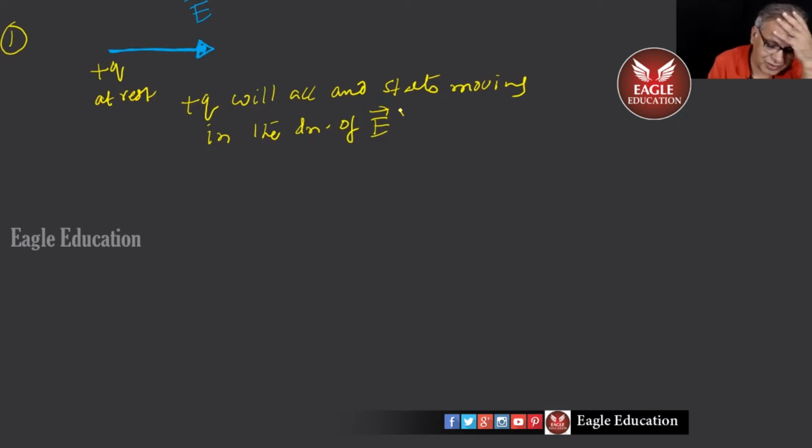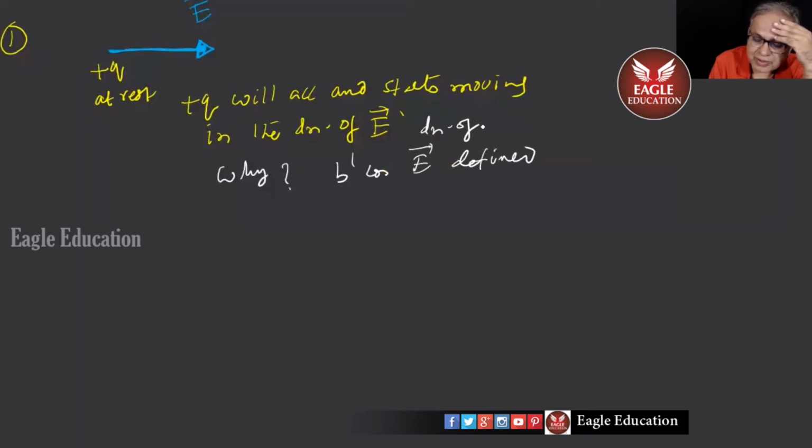Now, second question. You may ask why. Because direction of E is defined as the direction of force on a positive charge.